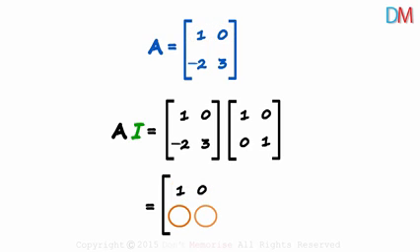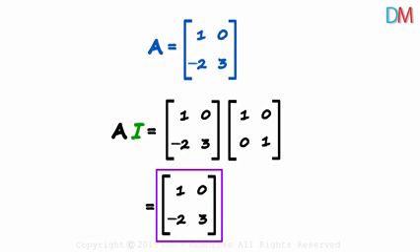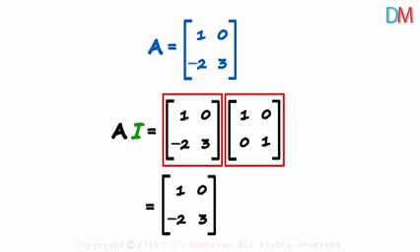Let's find the remaining two. The 2/1th element will equal the second row multiplied by the first column. Minus 2 multiplied by 1 plus 3 times 0. We get minus 2. And the last element will be the product of the second row and the second column. Minus 2 multiplied by 0 plus 3 times 1. We get 3. That completes our matrix. And we see that the product AI gives us a matrix which is equal to matrix A. Matrix A multiplied by the identity matrix gave the matrix A back.